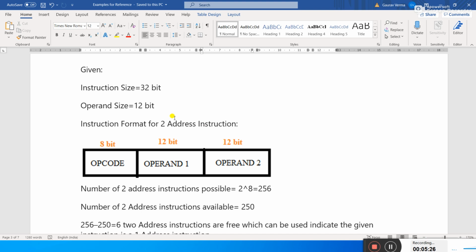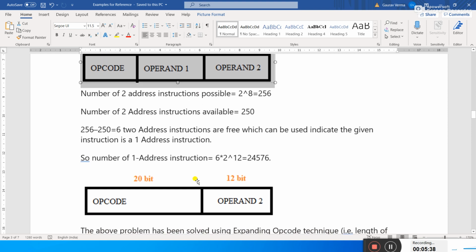We have a 32-bit address, and my operand size is 12-bit. So for the two addresses it is 12-bit each, a total of 24-bit. The remaining 8 bits are the opcode. And now we will see how we calculate the number of one address instructions.